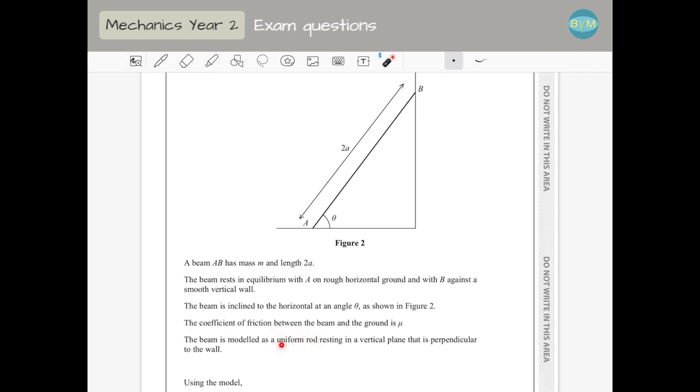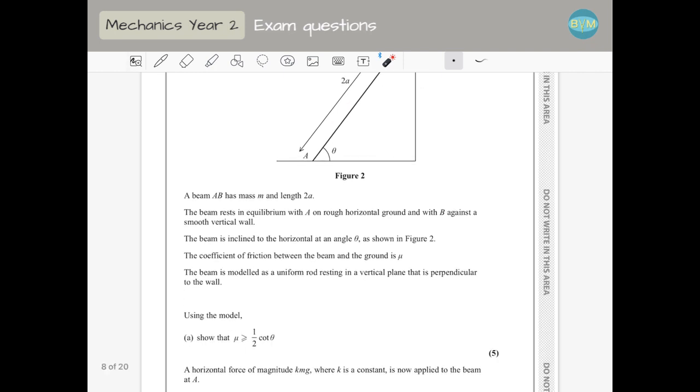If it's uniform, remember we are going to consider the center of mass at the midpoint, so we are going to draw the weight here. Using the model, show that mu must be greater than or equal to 1/2 cot theta.